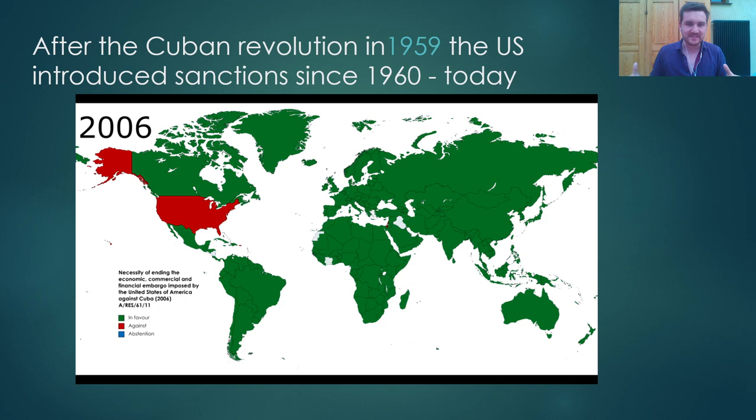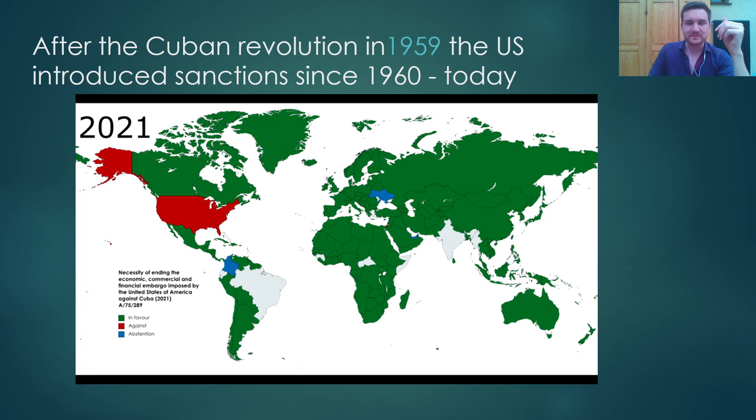So we're now in 2009, 10, 11. Yeah, and so it's basically all of the world that is against the embargo. In 2019, Brazil voted against it. That's when Bolsonaro was elected.